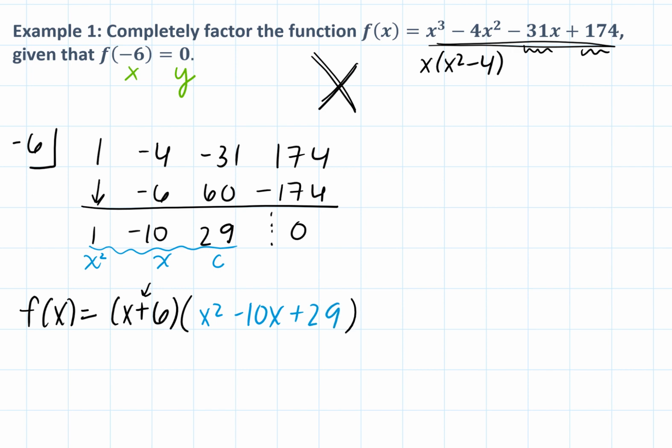Well, we've rewritten the function with 2 factors, but it's cubic, degree 3, so it's not fully factored. Well, that makes sense because we've got an x squared term here, so we'll have to keep factoring. Now, this is quadratic inside of this set of parentheses. So let's try our big X method, 2 numbers that multiply to 29 and add up to -10.